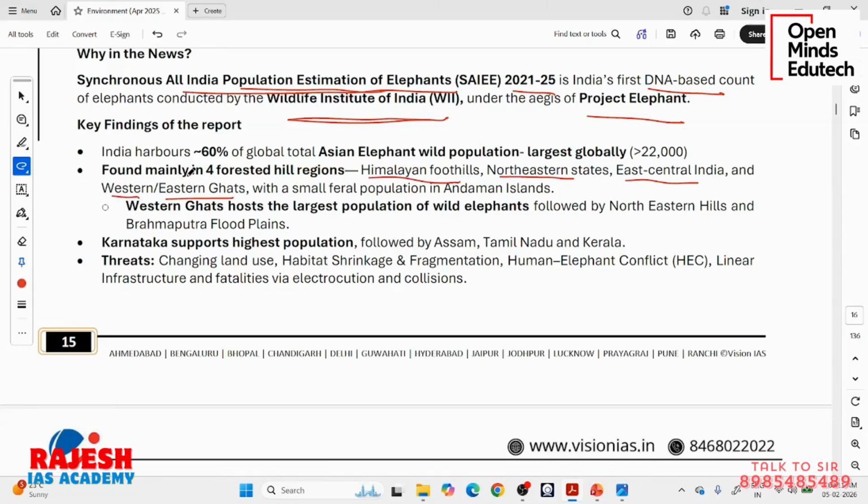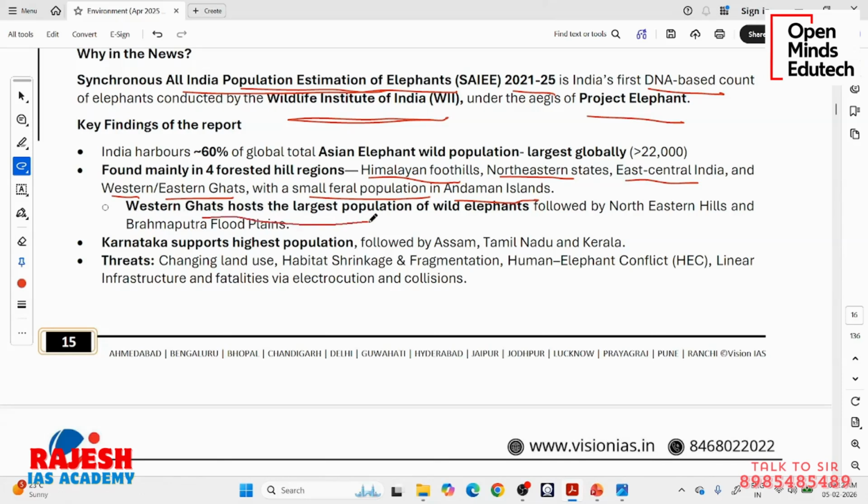So imagine Himalayan foothills in the northern part, northeastern states, east central India, Bengal, Chhattisgarh, Jharkhand. Then Western Ghats from Gujarat, Maharashtra till Kerala: Maharashtra, Karnataka, Tamil Nadu, Kerala. Then Eastern Ghats: Karnataka, Andhra Pradesh, Odisha. There is also a small feral population, that means a small wild population, in the Andaman Islands. It is not linked to the mainland, but you will see elephants in Andaman. So if a statement comes in prelims like elephants can be found in Andaman Islands, it is true.